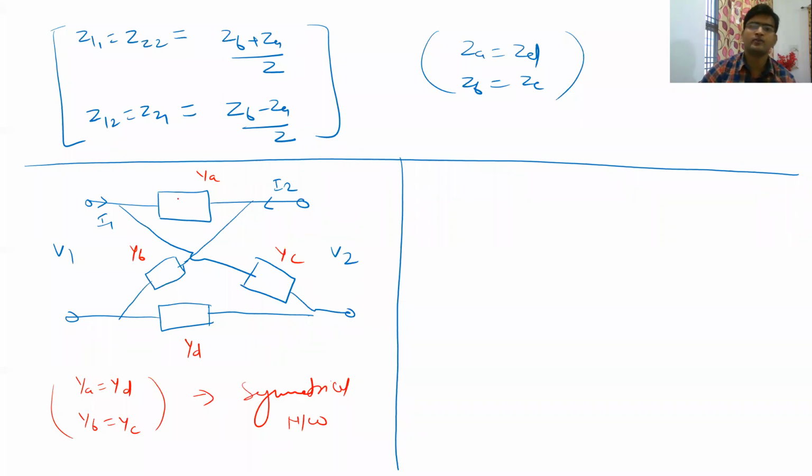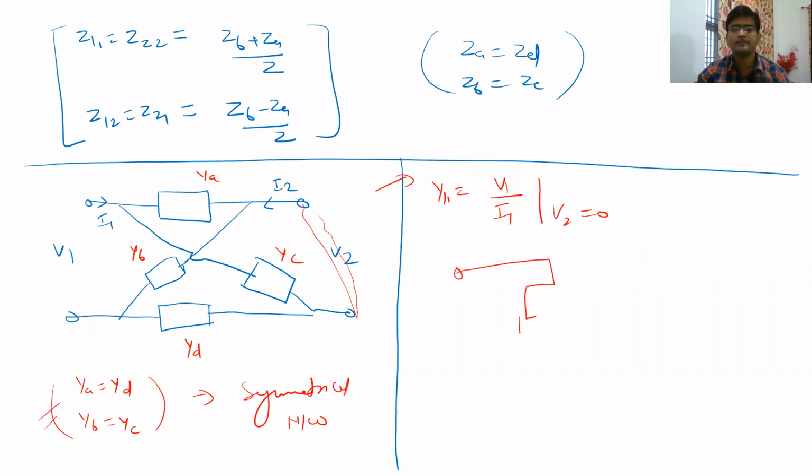So in the case of the admittance lattice network, we can find the Y parameters. And how to find it? Let us calculate Y11, which is basically equal to V1 upon I1 when V2 is equal to 0. So if you want V2 equal to 0, you have to short circuit the output, and your circuit will become like this from the input side. And you know that for a symmetric network, we have assumed YA is equal to YD and YB is equal to YC. So you will have a network like this.